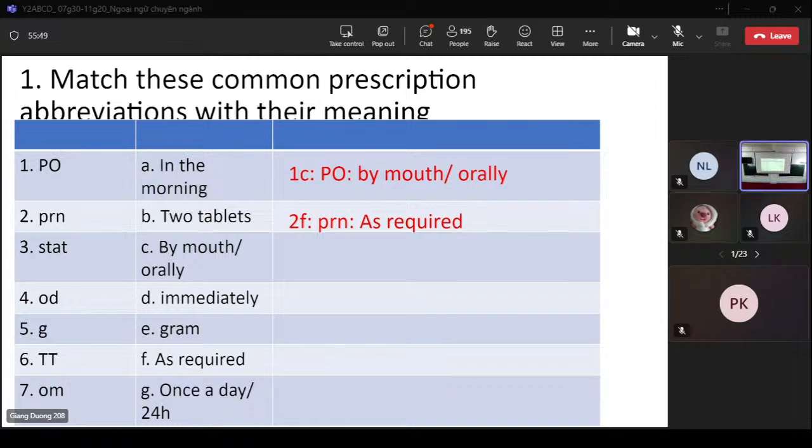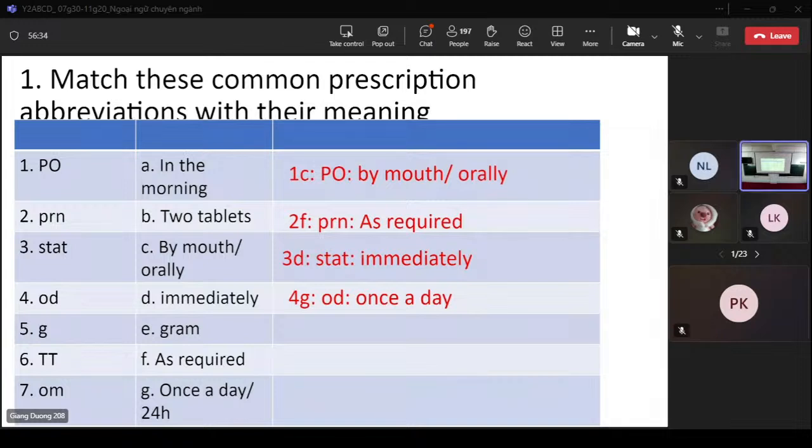Pay attention to this part because it will appear in the next test for class A. Number three, take it immediately. Number four, OD. I just drink this medication in the morning every day. It means once a day. Mỗi ngày một lần. OD.